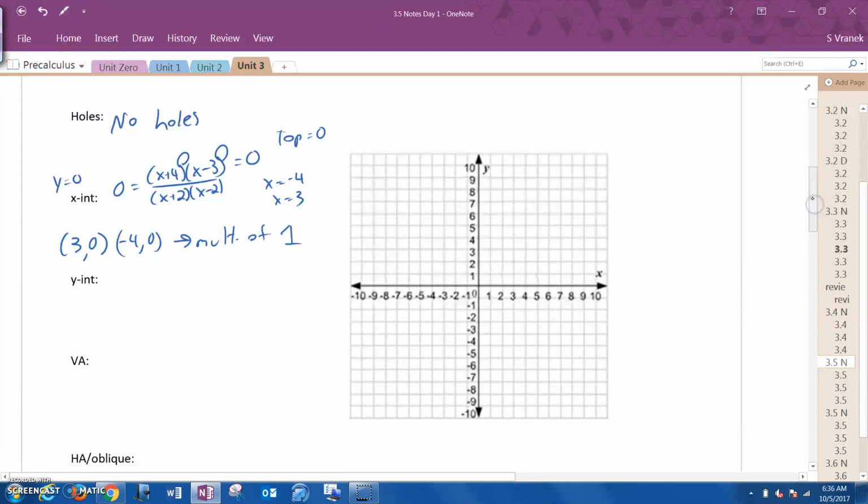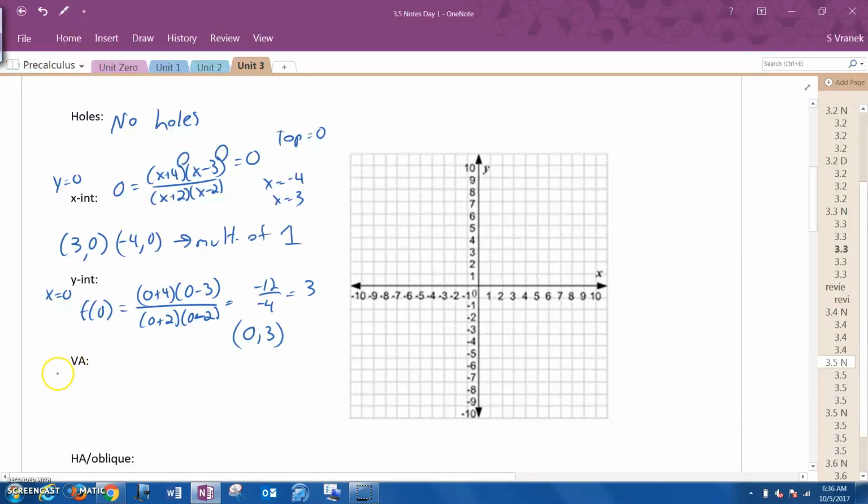Then we do the y-intercept. The y-intercept is just plugging in x equals 0. So f of 0, or the y-intercept, is equal to (0 plus 4)(0 minus 3) over (0 plus 2)(0 minus 2). And we get 4 times negative 3 is negative 12, over 2 times negative 2, negative 4, which is positive 3. So the y-intercept is 0, 3. Again, we don't do multiplicities for the y stuff.